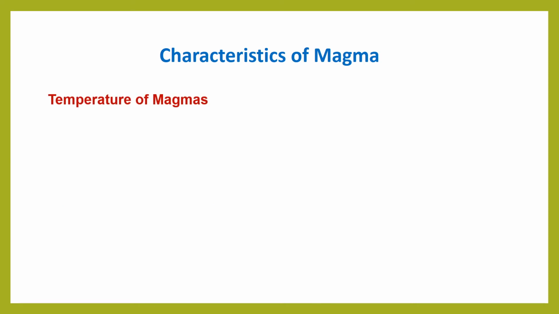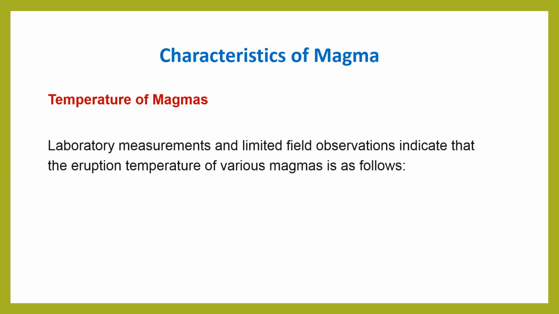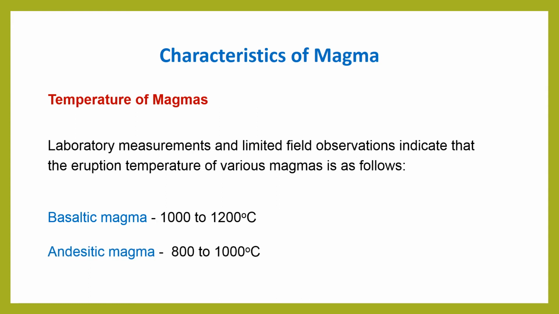How about the temperatures of magmas? Of course, we cannot just measure the temperature of magma, because it's very dangerous to go there and measure it. So laboratory measurements and limited field observations indicate that the eruption temperatures of the various magmas are as follows. Basaltic is from 1000 to 1200 degrees, andesitic from 800 to 1000 degrees, and rhyolitic, which is the acidic one, from 650 to 800 degrees. So the lowest in temperature is rhyolitic and the highest is basaltic.